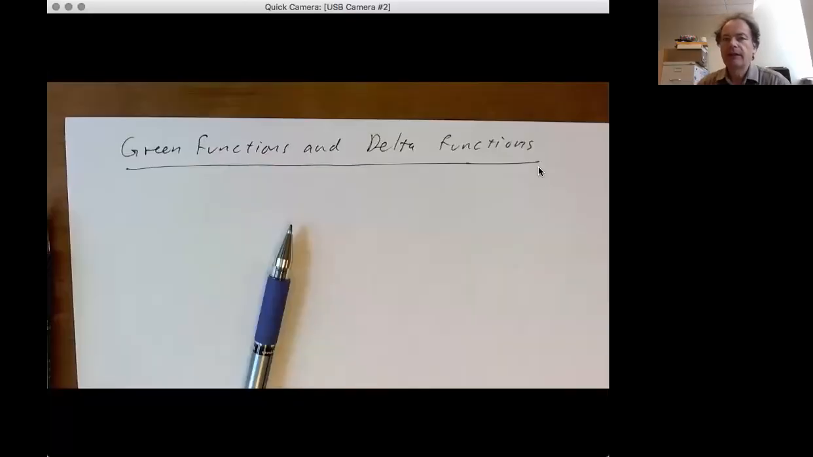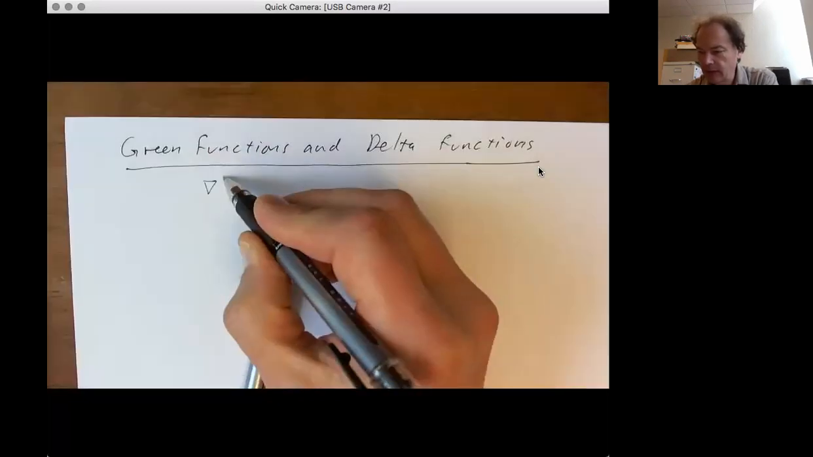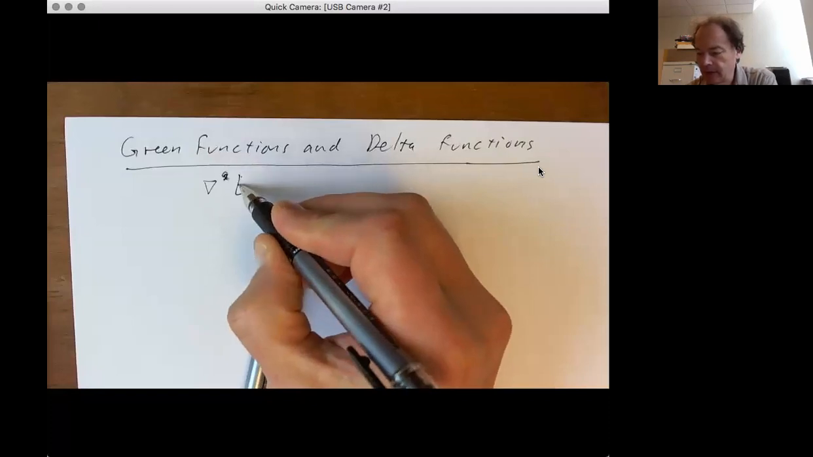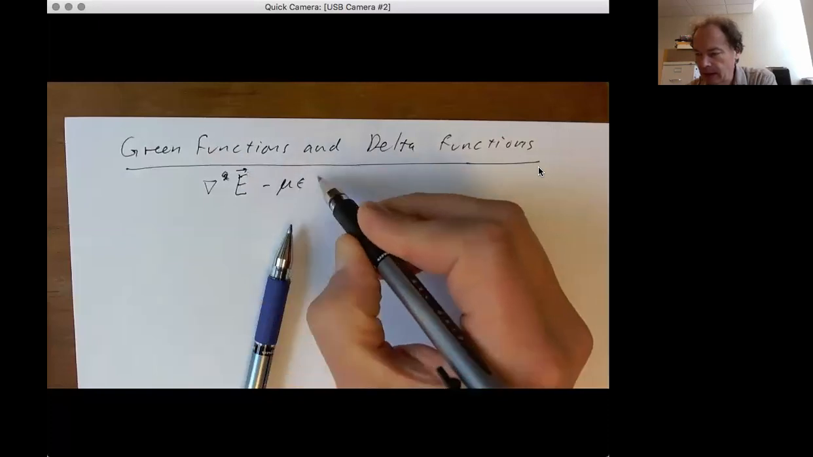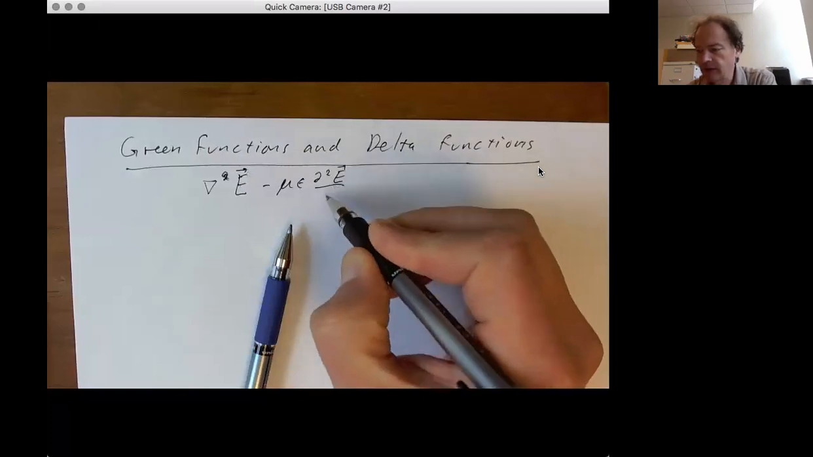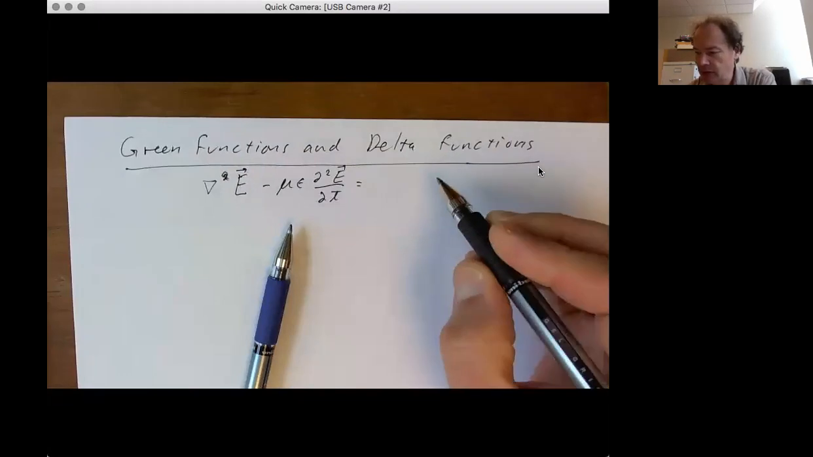Okay, this is our short lecture on Green functions and delta functions. Where we got started in this class is, suppose that we have our equation for the electric field. The magnetic one is similar. And this is our standard wave equation up to here. It was equal to 0, but suppose it's not equal to 0, suppose we have the source term.